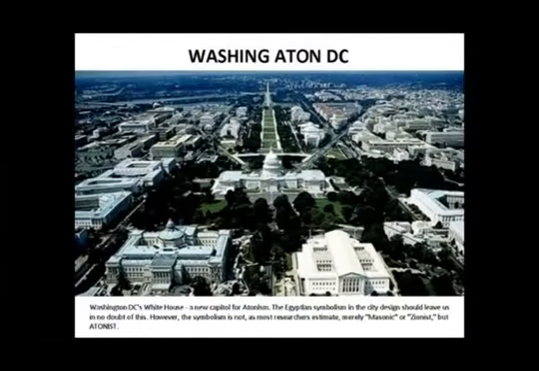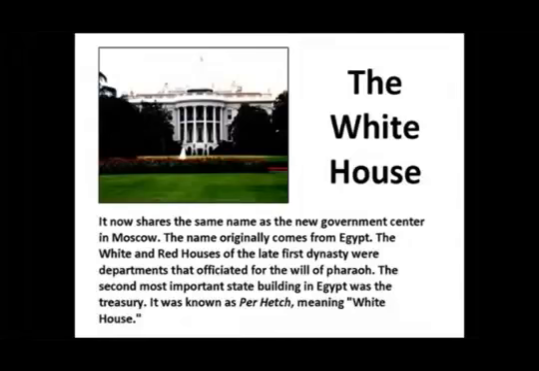Here is a photograph of Aton, D.C. Because Washington, D.C.'s White House is nothing more than a new capital for Atonism. The Egyptian symbolism in the city design should leave us in no doubt of this. However, the symbolism is not, as most researchers estimate, merely Masonic or Zionist, but Atonist. The White House. Now it shares the same name as the new government center in Moscow. The name originally comes from Egypt.